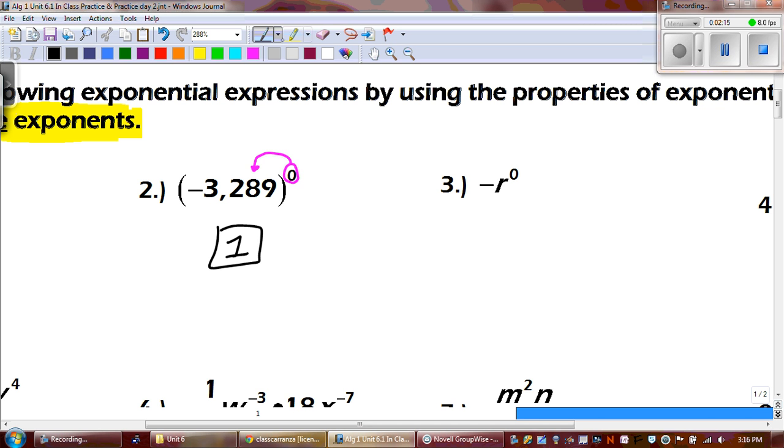Okay, number 3. Number 3 is where we have to be careful. Okay, because your base turns into 1. This negative sign is not part of my base. If it was, it would be in parentheses like number 2 was. But since it's not, that negative sign just comes straight down, and my base, which is the r, turns to 1. And so our answer is negative 1.